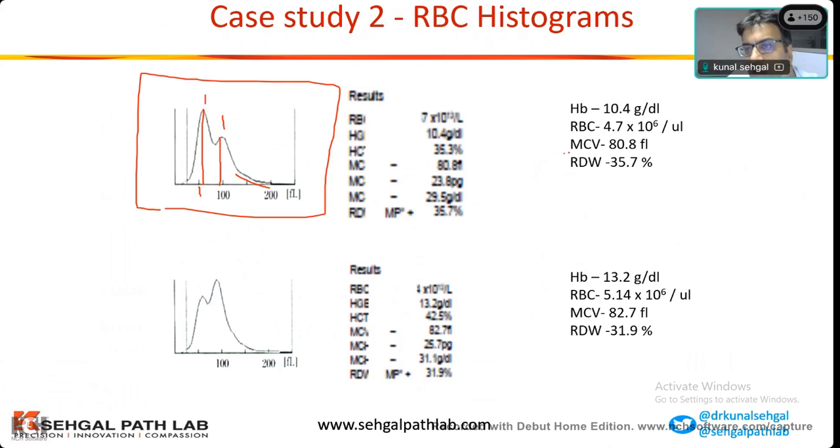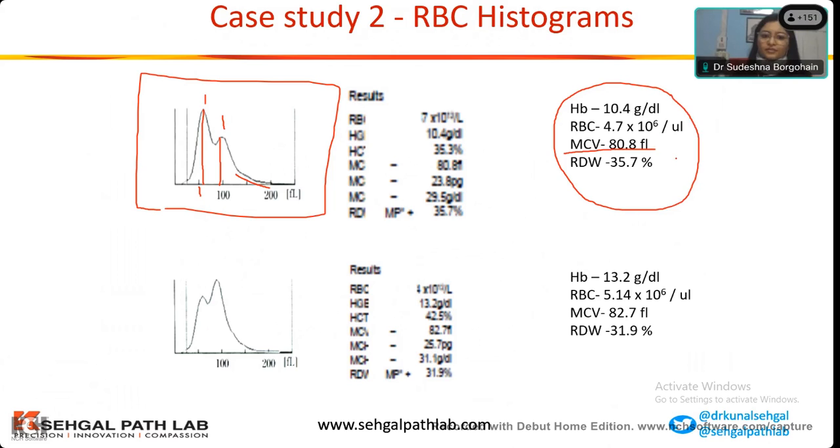If you saw the MCV alone without the histogram, would you have made out that this is dimorphic? No, sir. So which value in these four parameters would have made you suspect that it is dimorphic? RDW, sir. Excellent. Dr. Akash, what is the full form of RDW? Red cell distribution width, sir.